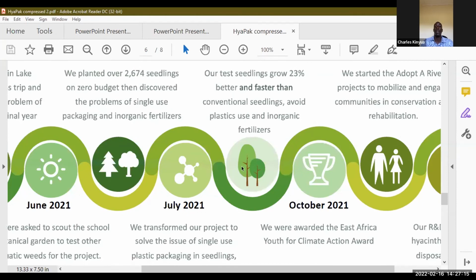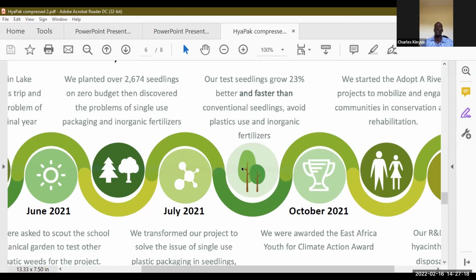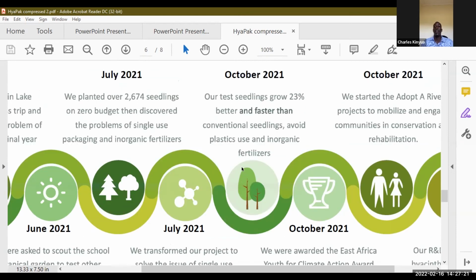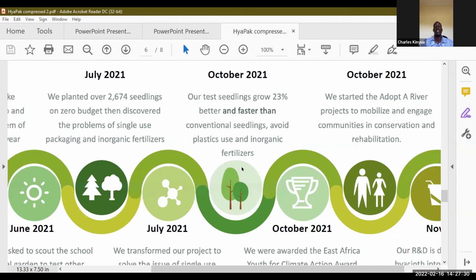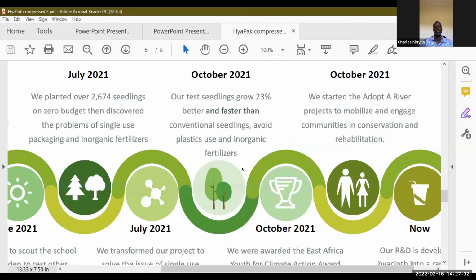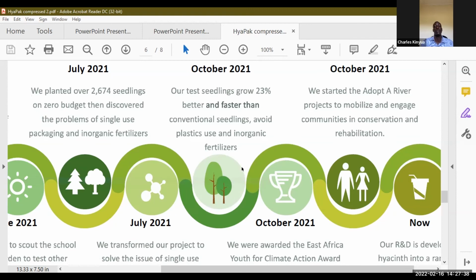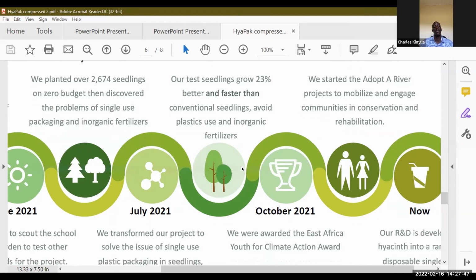And so far, that was by July. Then in October, we achieved our first results. That's when we planted our first test seedlings. We realized that we had achieved a 23% growth rate, which was good, and we had avoided using the conventional plastic packaging used when planting trees, and we also did not use inorganic fertilizers. When we achieved that success, we submitted the same project to the ICPAC challenge, and we were selected for the East African Youth for Climate Action.